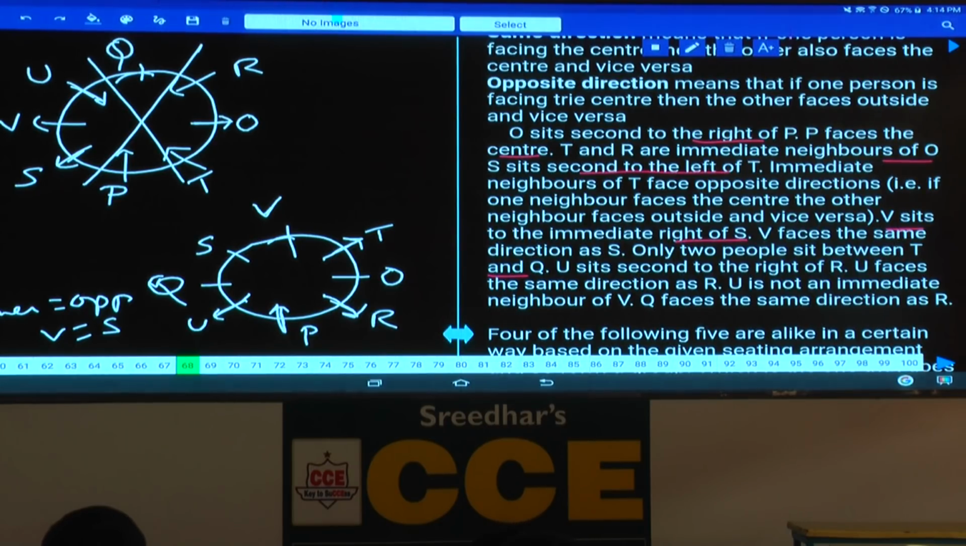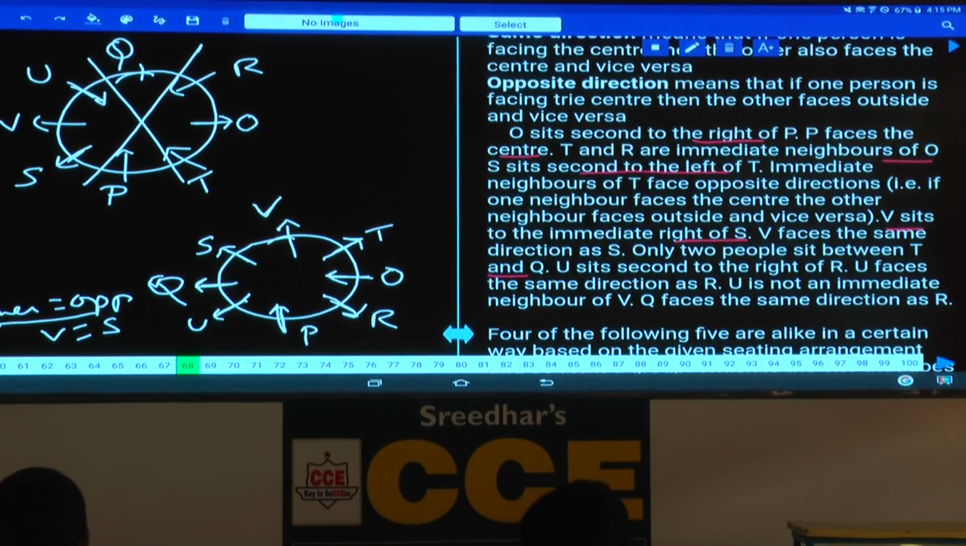And Q faces the same direction as R. As R is facing away, this Q is also facing away from the center. Neighbors of T face opposite directions. V and S are facing the same direction. V sits to the immediate right of S, hence S is away from the center, then only V will be to the immediate right. Now V and S are facing the same direction, so V is also away from the center. T's neighbors face opposite directions, V is away from the center, hence O is towards the center. Clear now? This is how these 8 persons are seated around a circular table. Some persons are inward and some persons are away from the center.